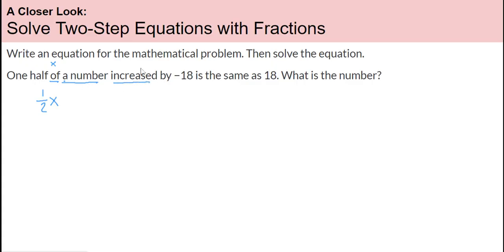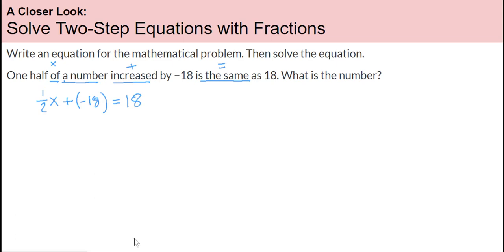Increased by should be an addition word, so increased by -18. So here's the first part. 1/2 of a number, that's multiplication, 1/2 x, increased, plus -18, is the same as. What does this represent? Right, this is an equals word. The word "is" means the same. So this whole expression is the same as, is equal to, 18. All right, now let's solve it.